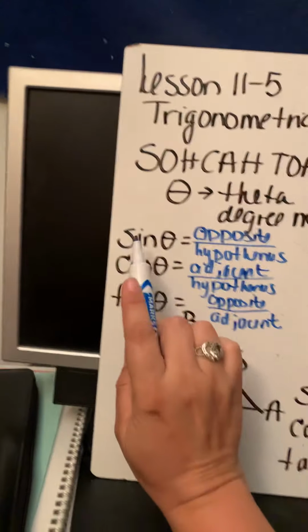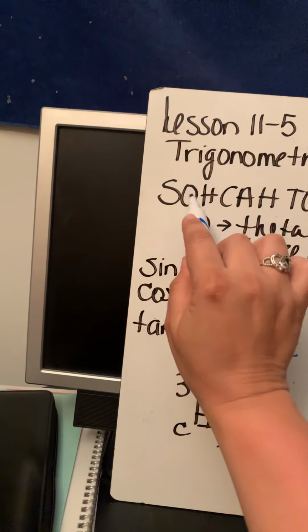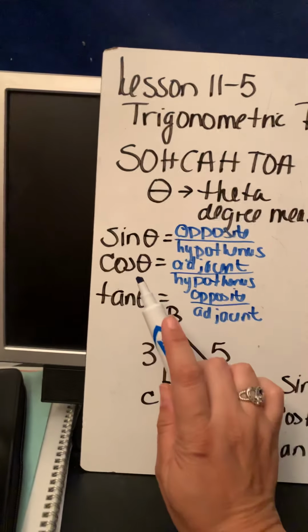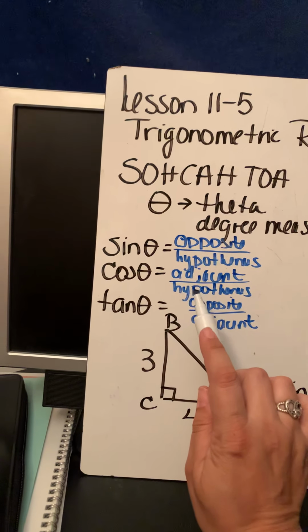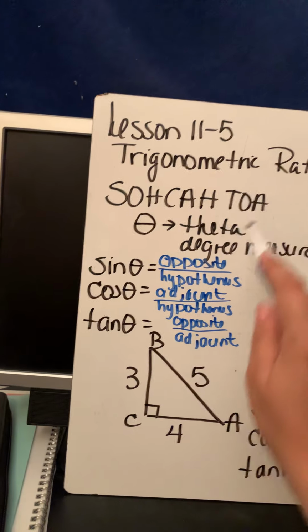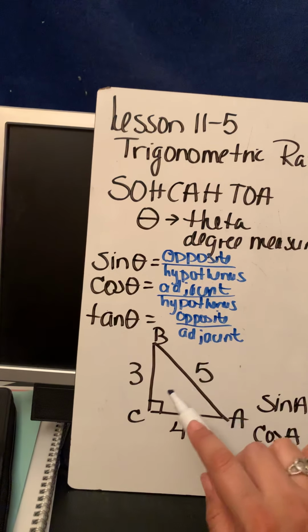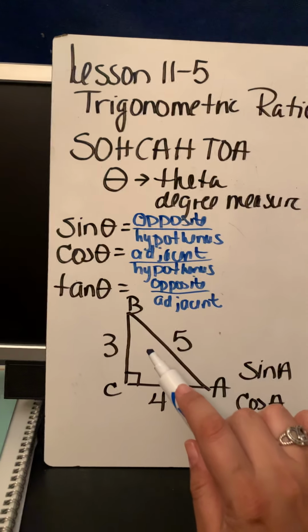So, sine of theta is opposite over hypotenuse. Cosine of theta, adjacent over hypotenuse. Tangent of theta, opposite over adjacent. Okay, so that's how those work.